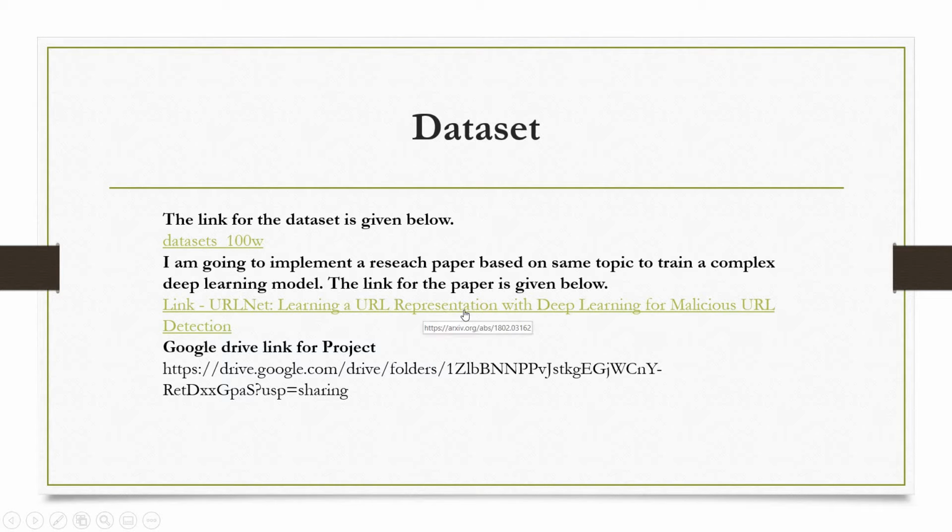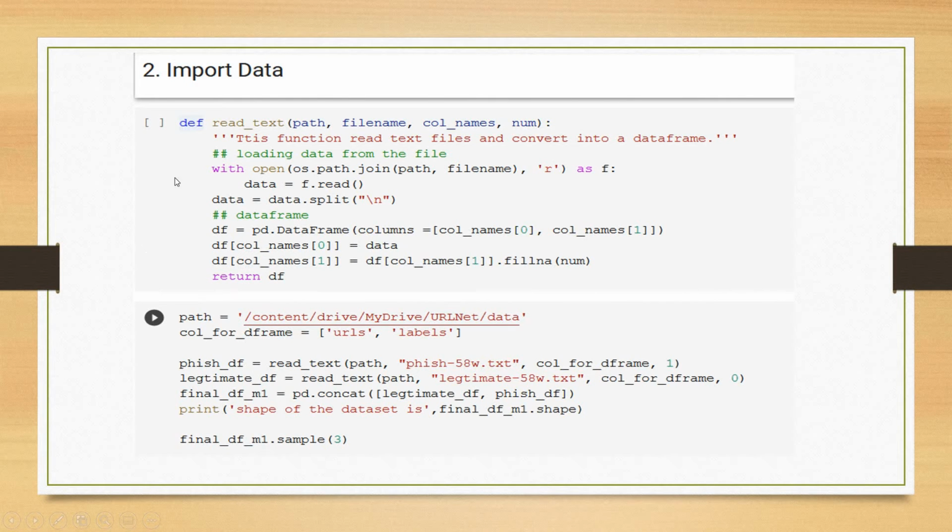The URL is given, and the link of the dataset as well. There are two text files in the dataset. One is a legitimate and the other is a phishing URL text file. So first of all, I am importing the dataset. There are two text files, one is phishing and the other is legitimate.